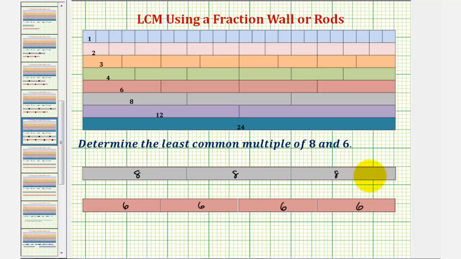This is the shortest train where we could have 2 trains of the same length using just 6 rods and just 8 rods. Notice how it takes 3 8 rods, 3 times 8 is 24, and it takes 4 6 rods, 4 times 6 is also 24, once again showing us that the least common multiple of 8 and 6 is 24. I hope you found this illustration helpful.